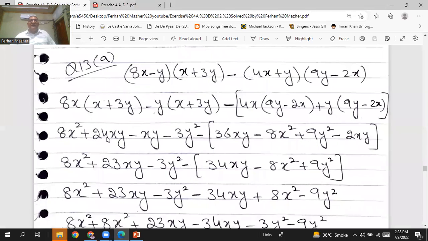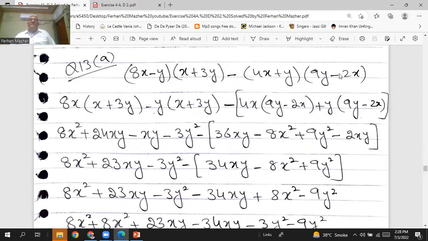Let me reduce the size a little bit. You can see here 8x will multiply with this whole bracket, then −y will multiply with this whole bracket. So you can see here 8x(x + 3y) − y(x + 3y), because these two brackets are multiplying and they have a negative sign outside. Due to that negative, I will put a square bracket here. And then the rest of the thing will be as usual.